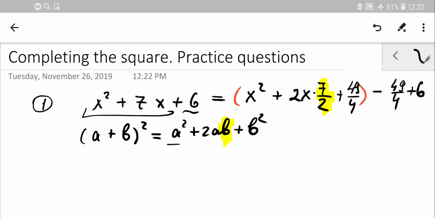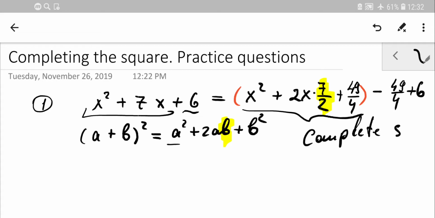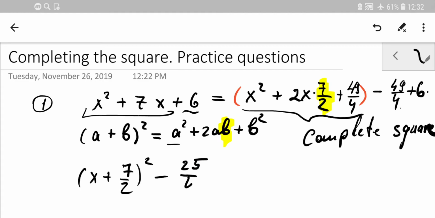Now the expression in the brackets is the complete square. So our expression would look like x plus 7 over 2, everything squared. And here I just simplify. Negative 49 over 4, and 4 times 6 is 24, positive. So I'll get negative 25 over 4. Alright?